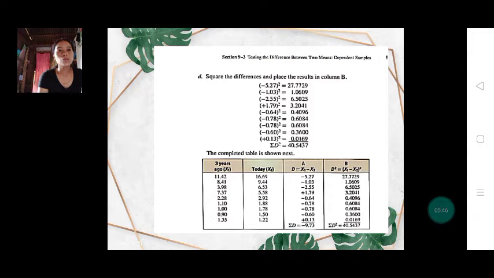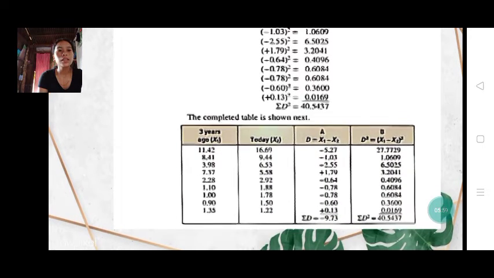Next is square the differences and place the result in column B. So katong nakuha na to ganiha nga tong naa sa table, which is tara. So kanang mga na ato mang gimay una sa column A ato mang giminus si x. So atong i-assume nga si deposit 3 years ago, which is x sub 1, and deposits today is x sub 2.